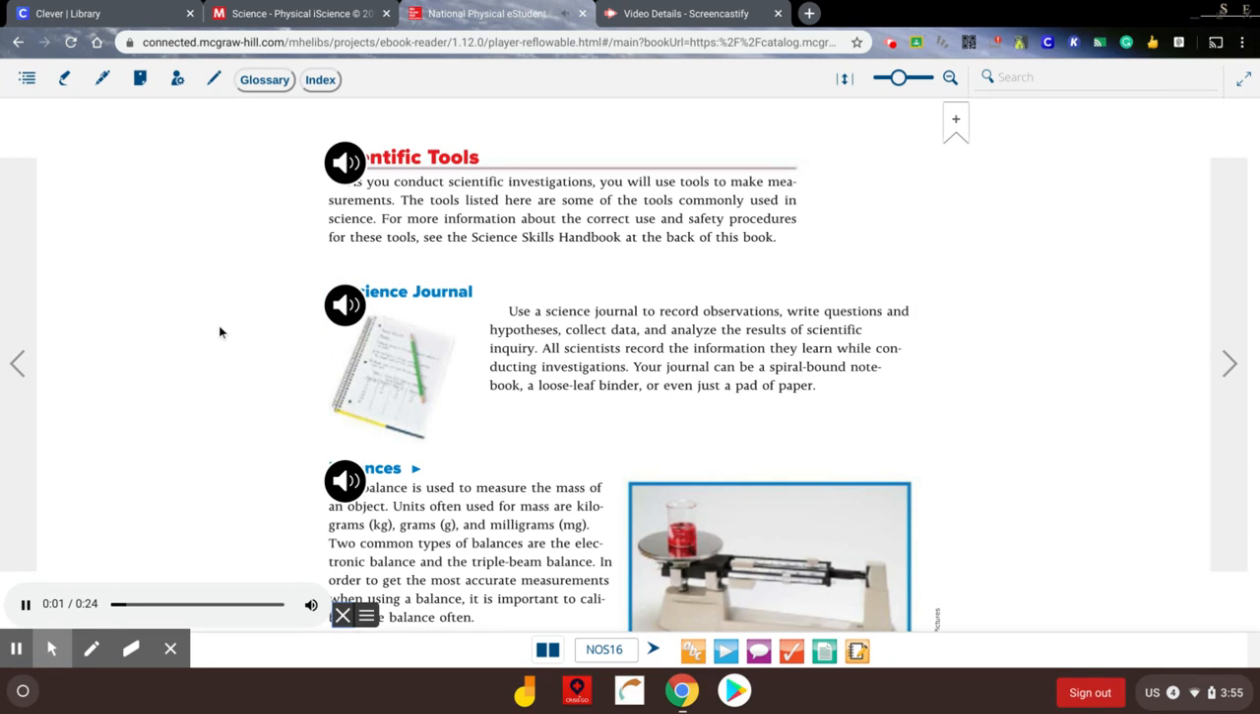Science Journal. Use a science journal to record observations, write questions and hypotheses, collect data, and analyze the results of scientific inquiry. All scientists record the information they learn while conducting investigations. Your journal can be a spiral-bound notebook, a loose-leaf binder, or even just a pad of paper.